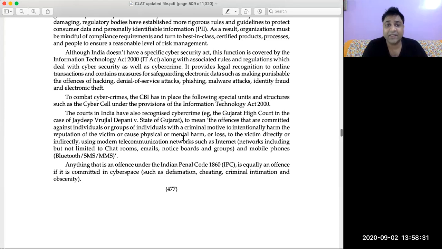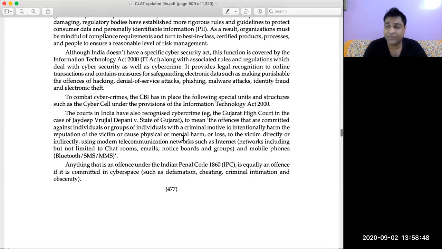the offenses that are committed against individuals or groups of individuals, with a criminal motive to intentionally harm the reputation of the victim or cause physical or mental harm or loss to the victim by using technological methods, right?